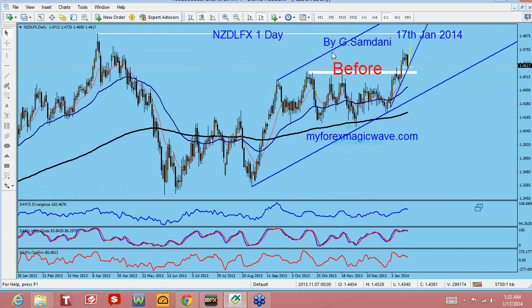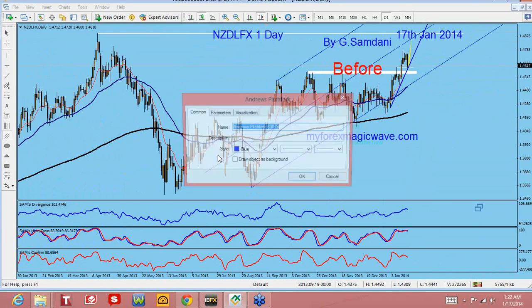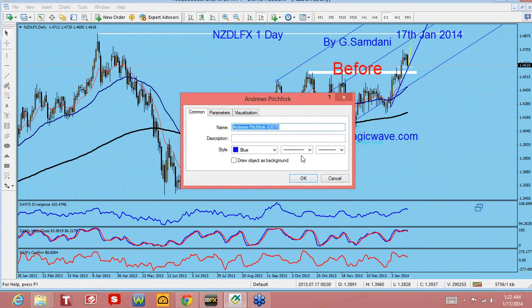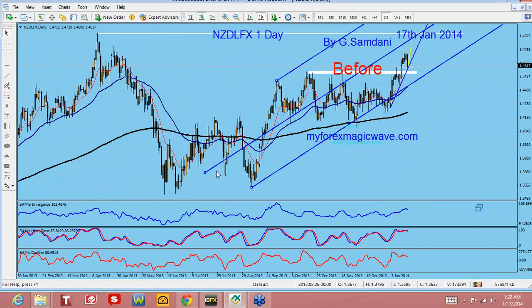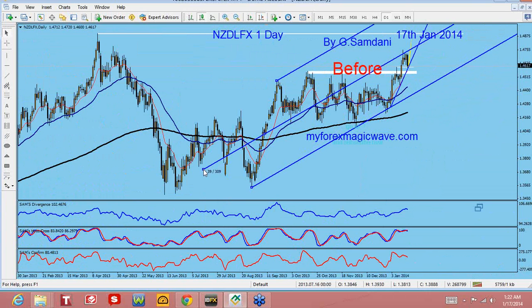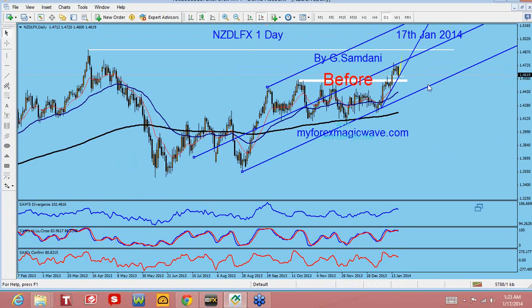This is the area. What if we try to draw a pitchfork here? That would be interesting. Okay, this one is better, because it goes and hits the central line, see, and that's what it does most of the time. It goes and it hits, pulls back, and then it's going to break it and then go up. So let's wait and see what happens.